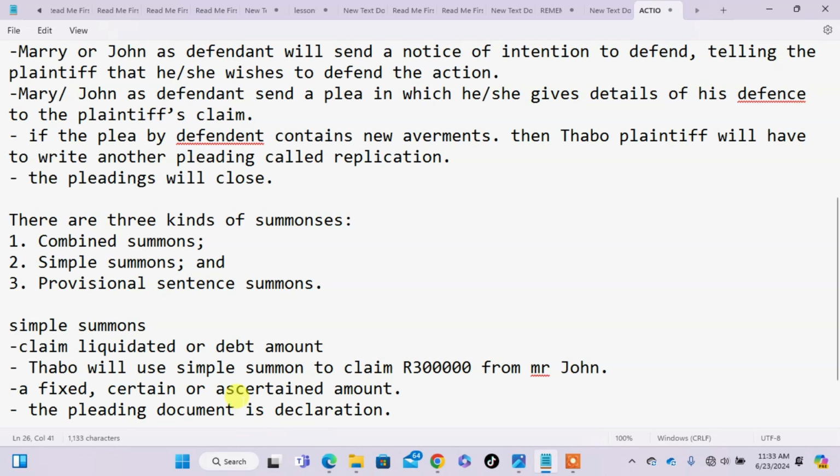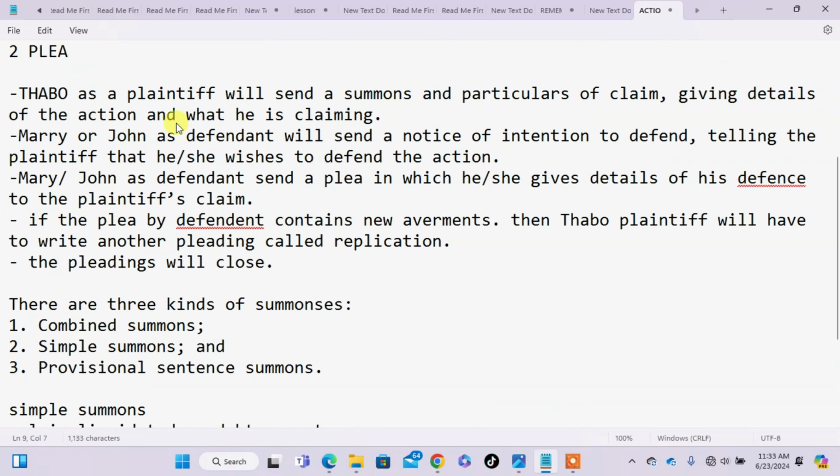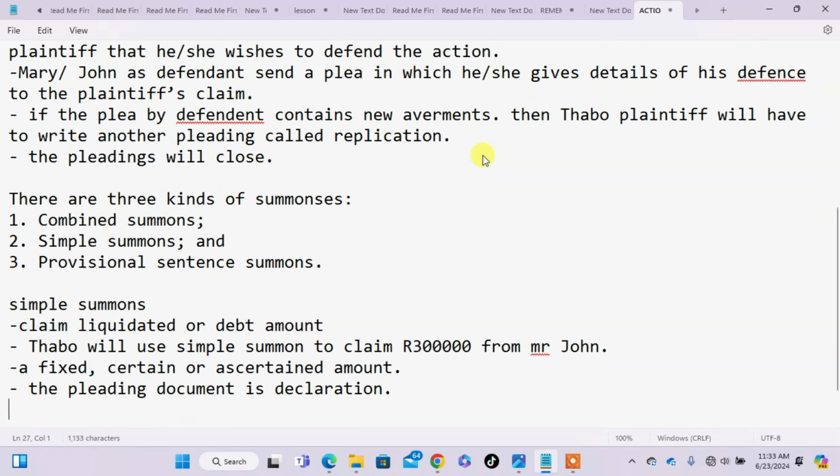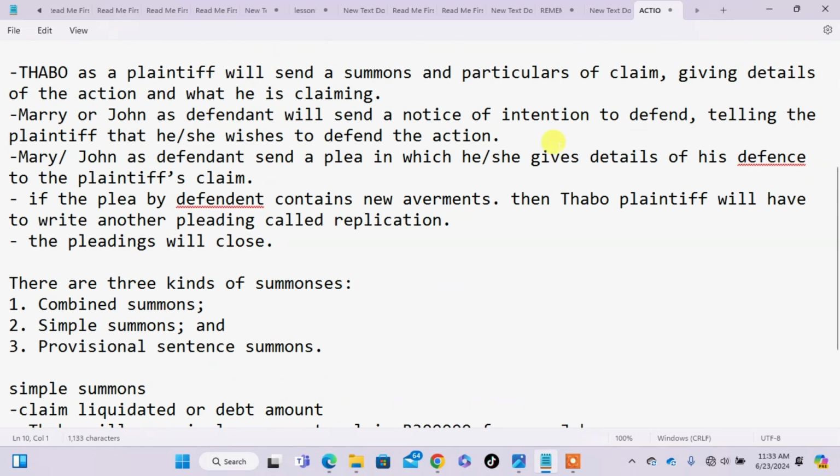This means that, since here we said that Tabo will have to send a summon with a particular claim, in the case of a simple summon he will not use particular claim, but he will use what we call a declaration. Declaration. You must not forget. Because it's a simple summon, he will use a declaration instead of particular claims.